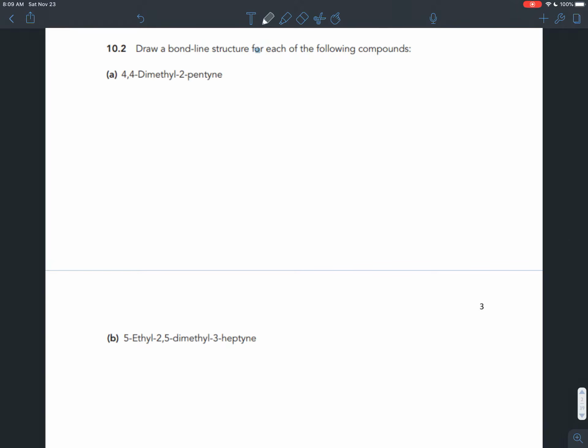Exercise 10.2 is asking you to draw a molecule when you're given its name. Now, when you're given the name, always start with the backbone, and then number the backbone, and then put all the branches on it. So here, the backbone is what comes after the last YL, or if you have halogens, after the last O, or YL.